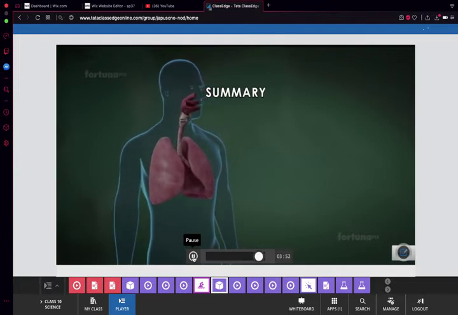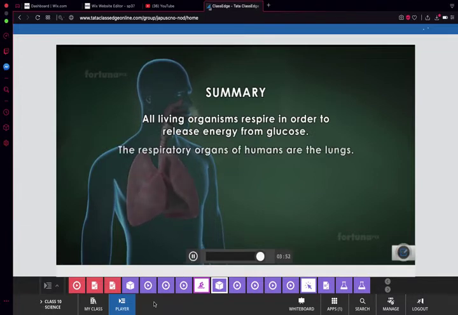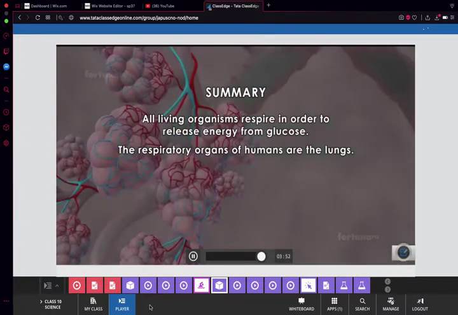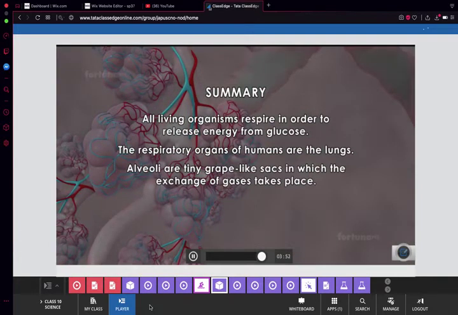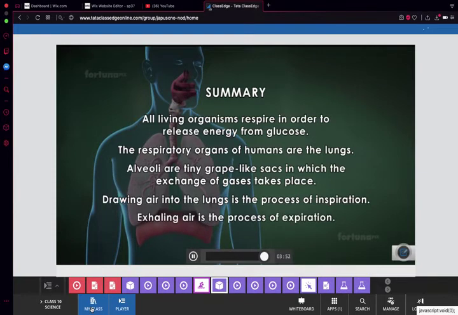Summary: all living organisms respire in order to release energy from glucose. The respiratory organs of humans are the lungs. Alveoli are tiny grape-like sacs in which the exchange of gases takes place. Drawing air into the lungs is the process of inspiration. Exhaling air is the process of expiration.